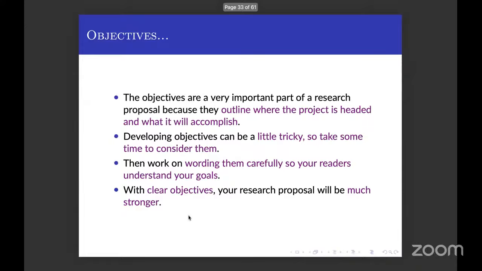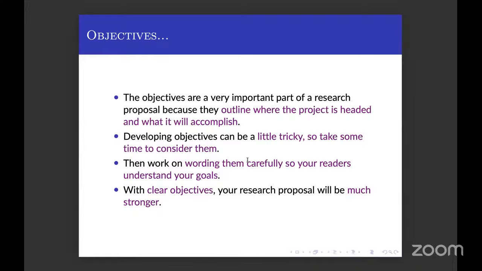So the objectives are a very important part of a research proposal because they outline where the project is headed and what it will accomplish, where you are going to head and what it is going to achieve at the end of the project. So that has to be very clear. Developing objectives can be a little tricky, so take some time to consider them and write them. Take 10 hours if you are giving 100 hours to the proposal, so 10 hours in writing the objectives.